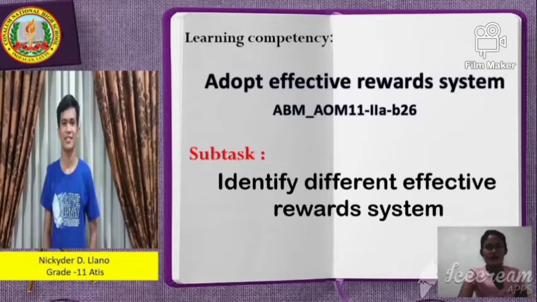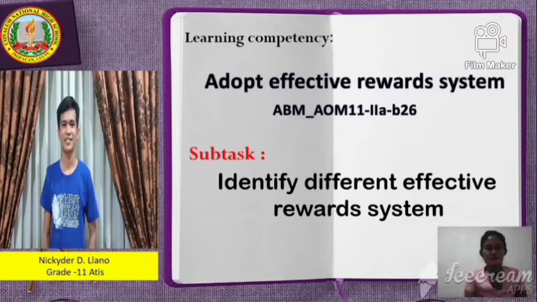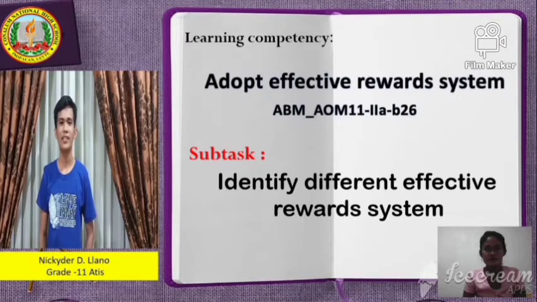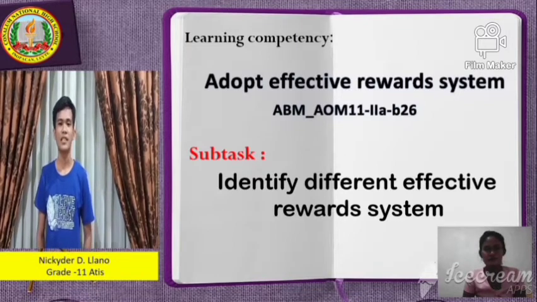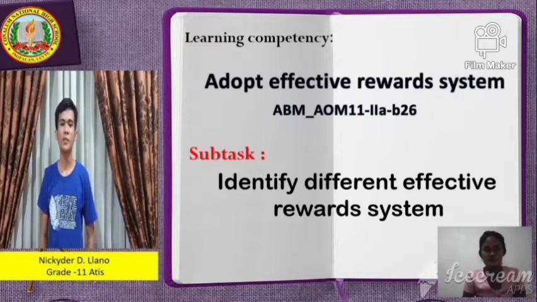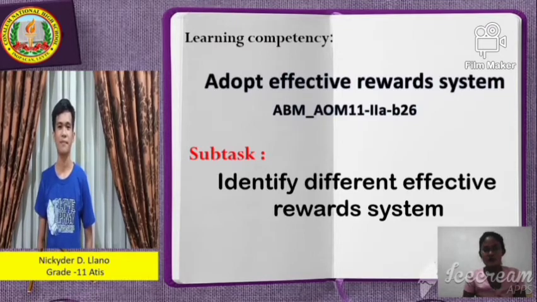Can you read it again? Our objective. Adopt effective reward system. Subtask. Identify different effective reward systems. Okay, thank you.